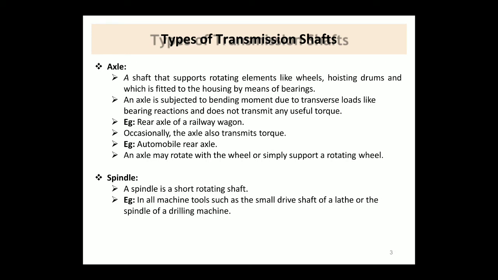Next is spindle. A spindle is a short shaft that imparts motion either to a cutting tool or to a workpiece, and a spindle can be subjected to axial force, bending and torque. In case of a spindle, there is no keyway present. For example, in machine tools such as the small drive shaft of a lathe or the spindle of a drilling machine, these are applications of spindle.